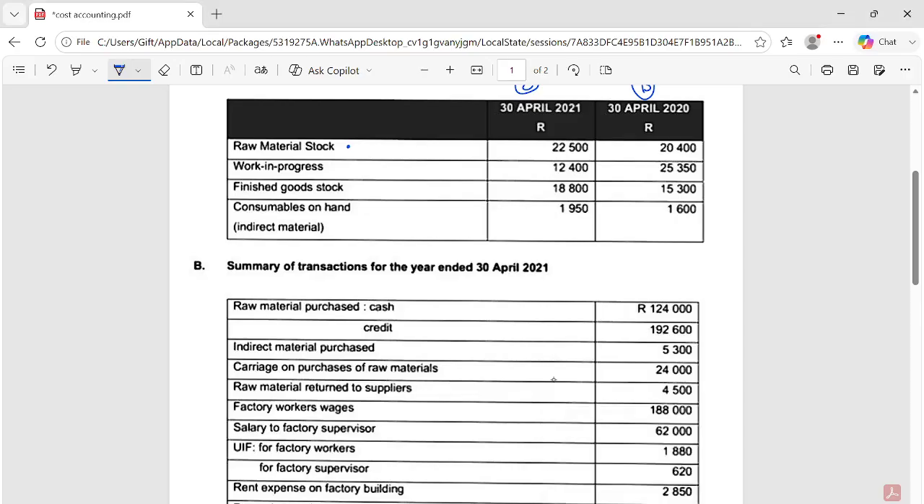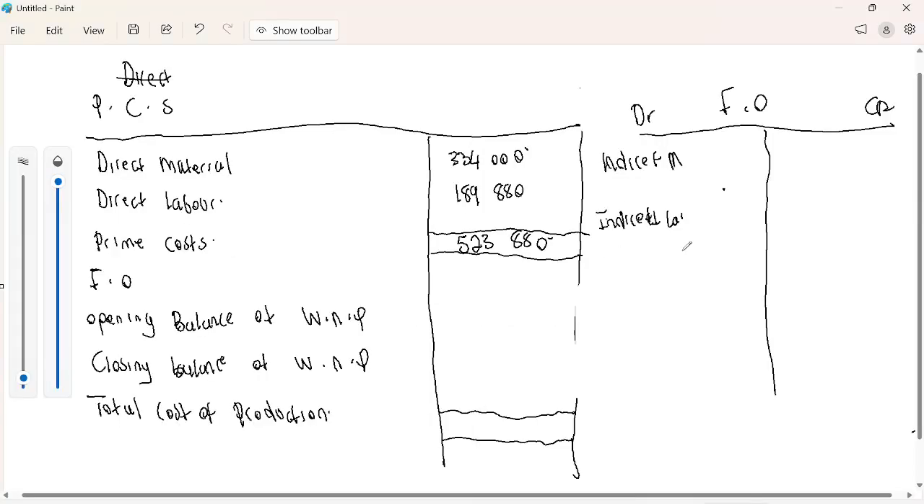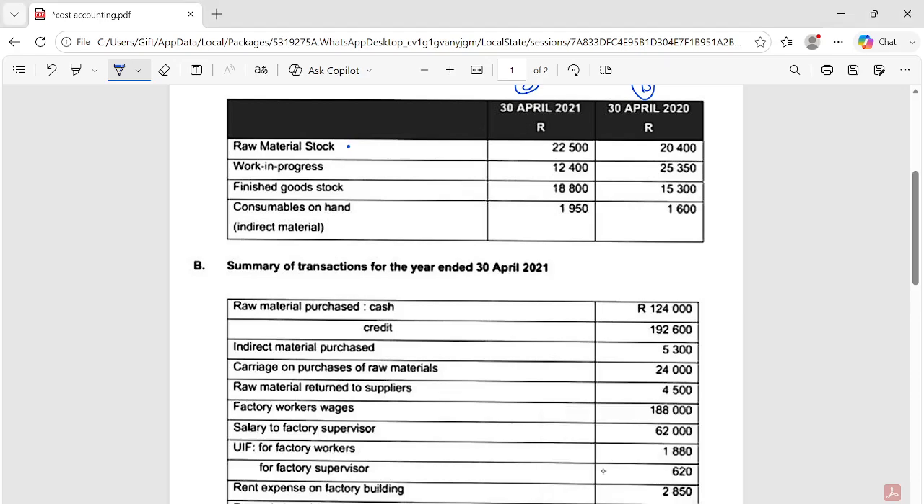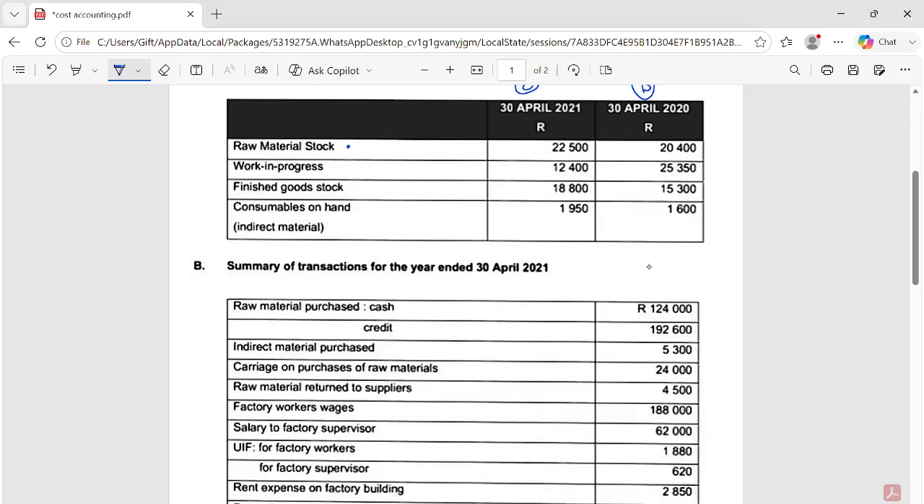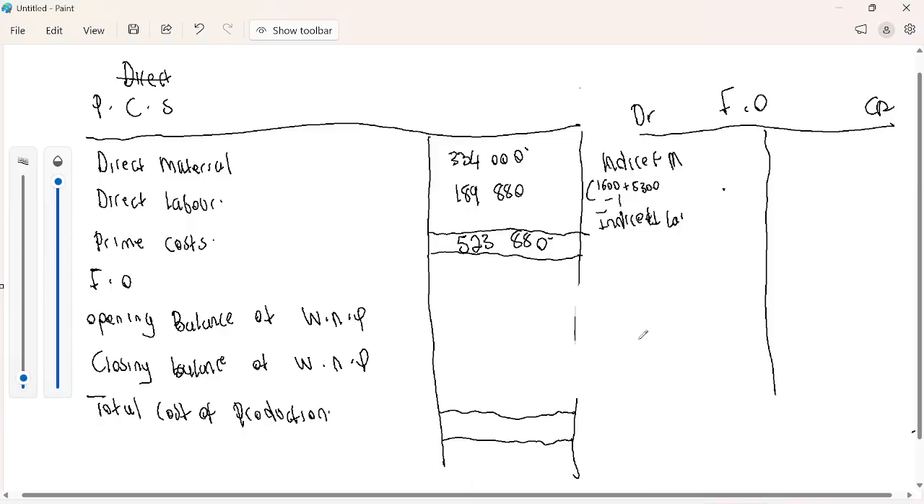Indirect material at the beginning of the year will be 1,600. So I'm gonna say 1,600 plus purchases of indirect material. Let's check if we have purchases of indirect material, which is 5,300, minus 1,950. That will be my total for indirect material. 1,600 plus 5,300 minus 1,950. 4,950.